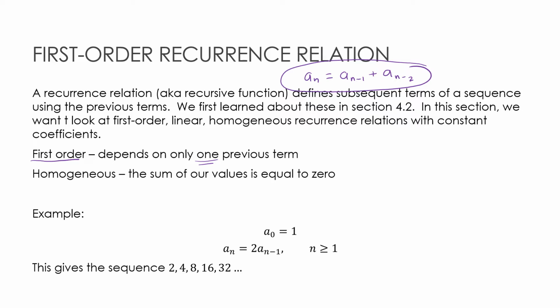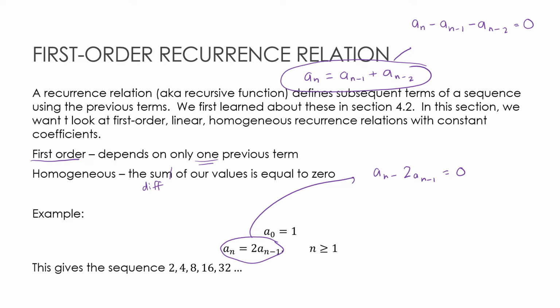previous term. And homogeneous essentially means that the sum of our values is equal to zero, or this could also be difference of values. So what I mean by that is I could rewrite this as a n minus a n minus 1 minus a n minus 2 equals zero. Or I could rewrite this one as a n minus 2 a n minus 1 is equal to 0. If I were to have something like 3n instead, that would make it non-homogeneous, and we are not going to worry about those. So here's where we are.